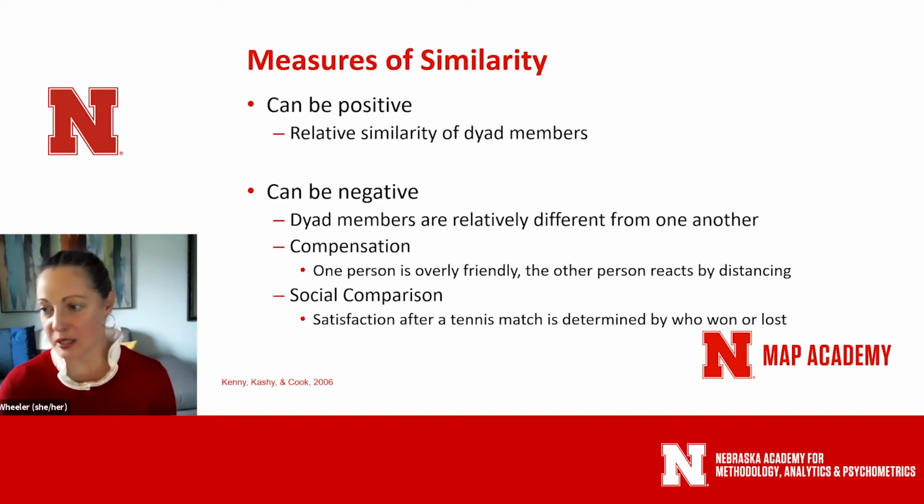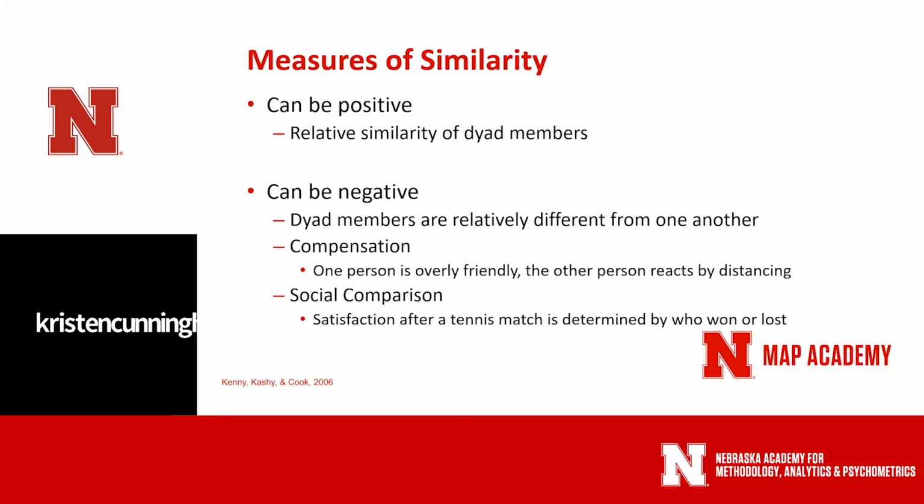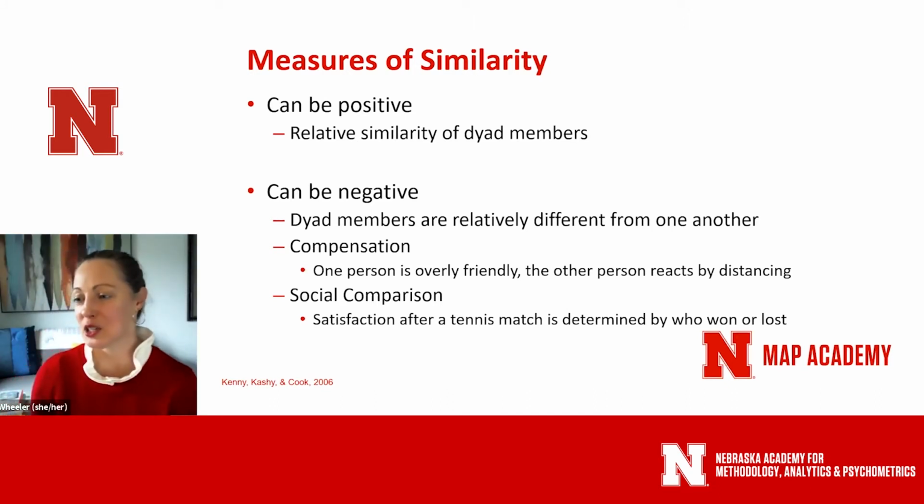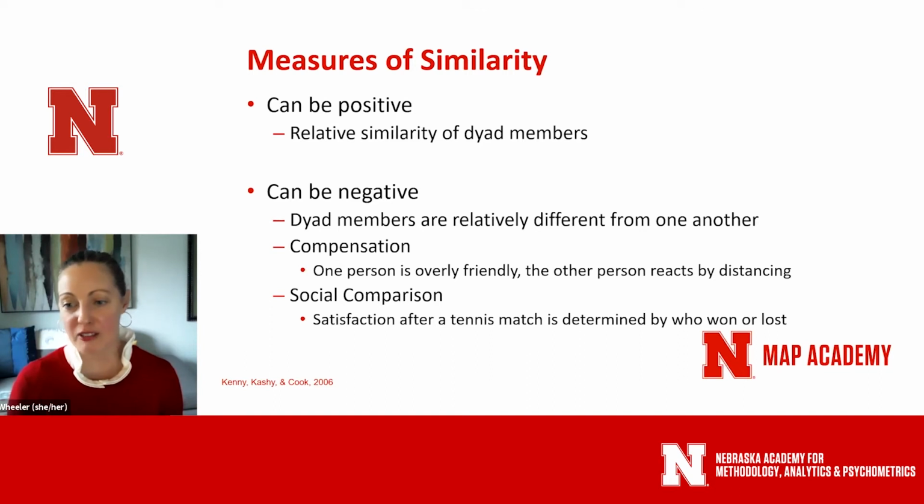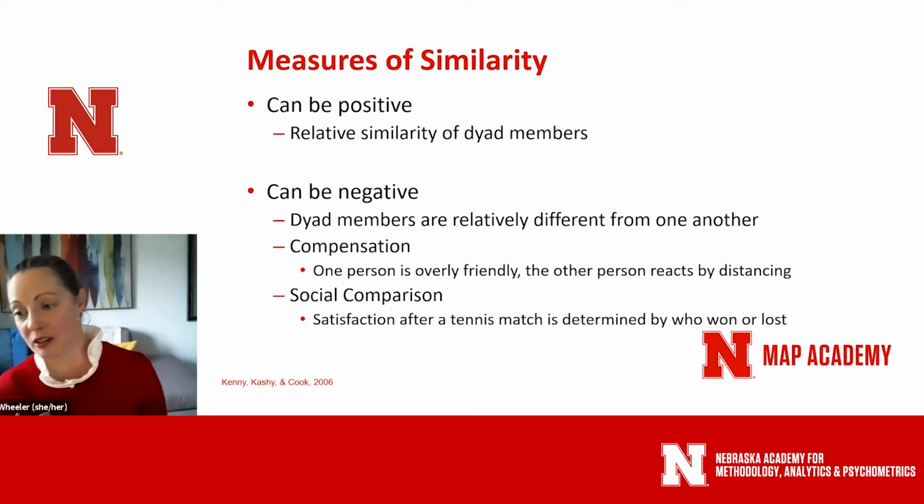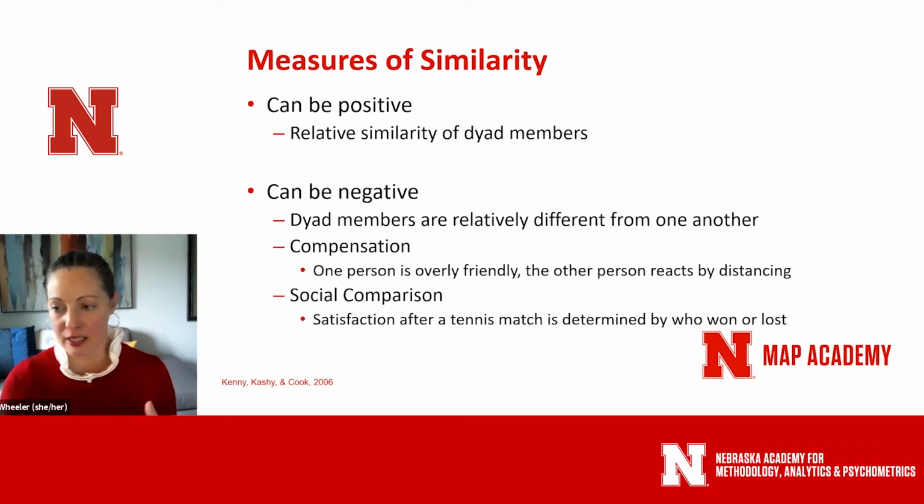Another example of this is social comparison. This might occur when dyad member scores are determined based on the relative difference in relation to another measure. To make this concrete, an example might be that the level of satisfaction for the dyad members after a tennis match is determined by who won or lost that tennis match. As you can imagine, the person who lost may feel less satisfied, whereas the person who won feels more satisfied. So in this way, right, similarity can be useful to help us understand things that are going on in a relationship.